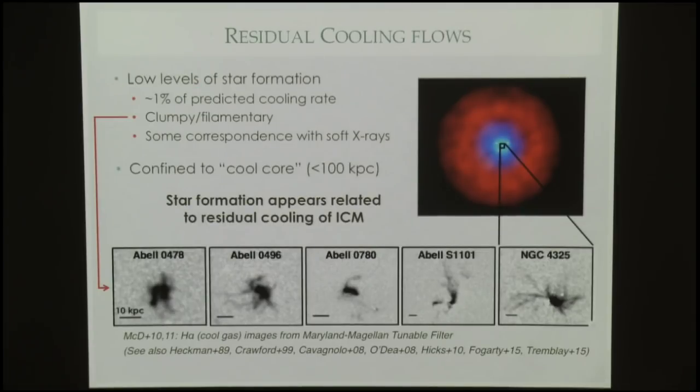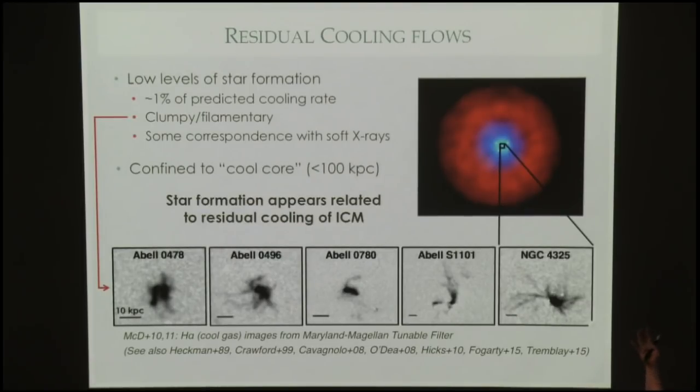If you go out and count up how much stars are being formed in the centers of clusters, you're not seeing these huge cooling flow fueled starbursts, but you are seeing some star formation. So these are H-alpha images of the center of a few clusters. You might recognize some if you're in the field. And so there's a lot of clumpy filamentary star formation happening in the centers of these clusters, but it's 1% of the prediction. So we see all this cooling happening in the X-ray, and then we go and look for it in the cool phase.